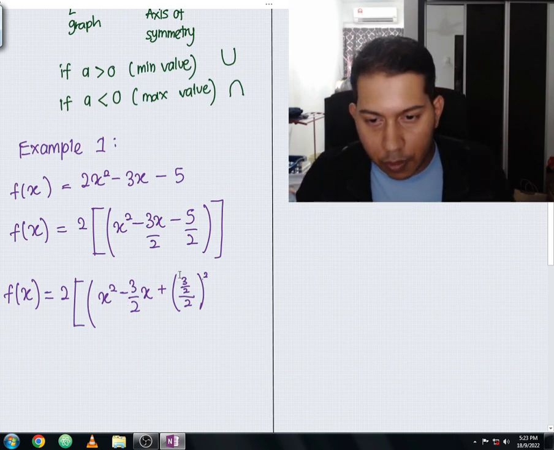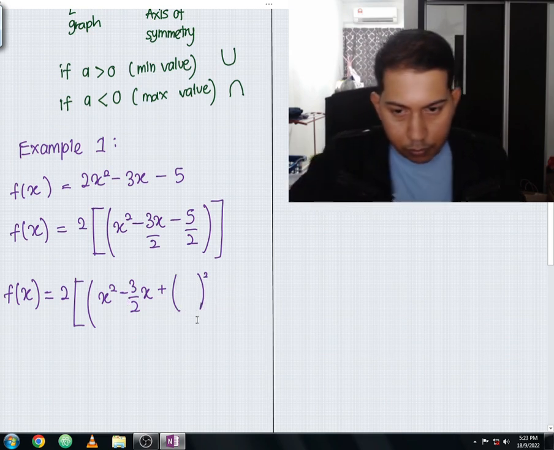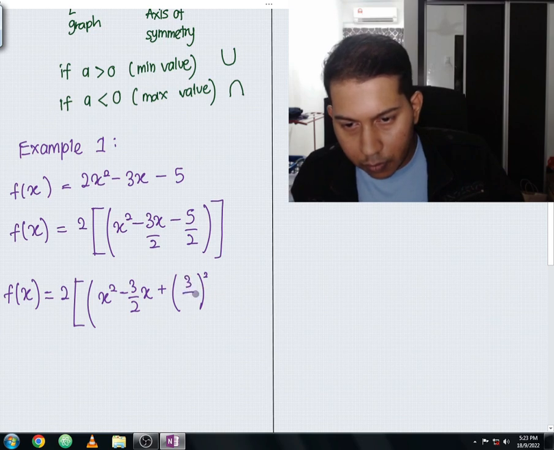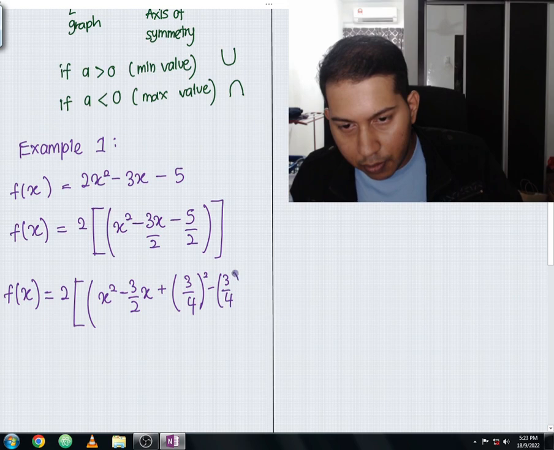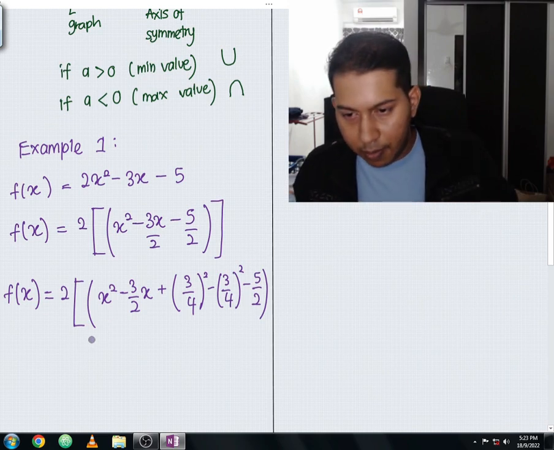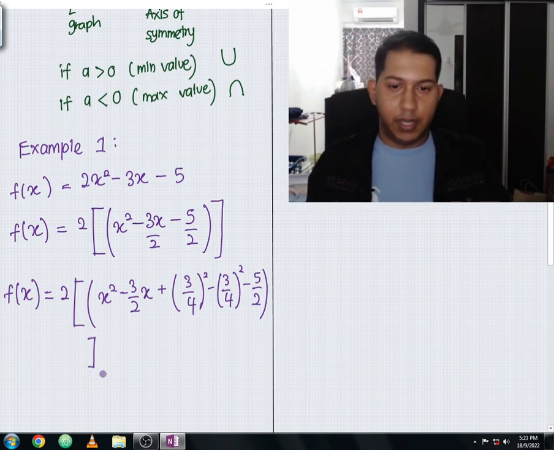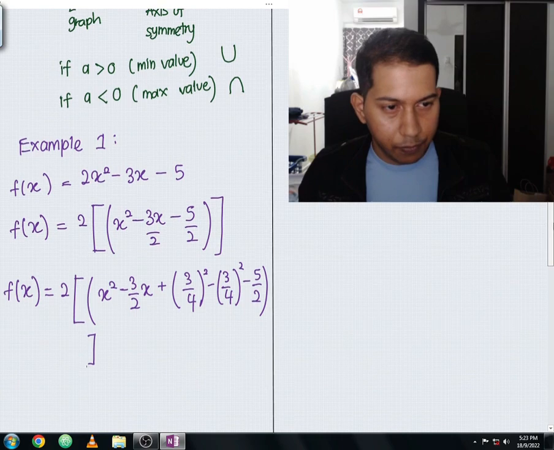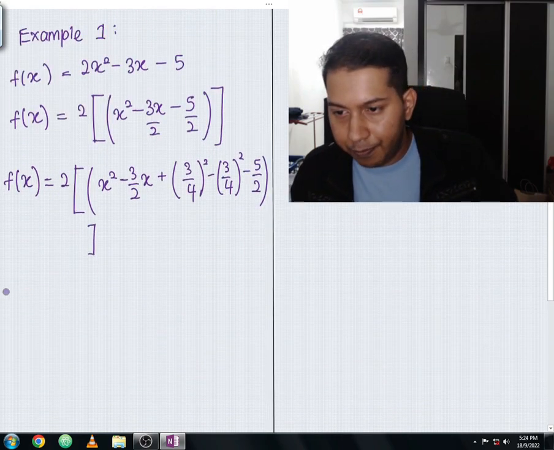This coefficient you divide by 2 and then you square it. So it will become 3 over 4 squared, minus 3 over 4 squared, minus 5 over 2. Close the curve bracket, and don't forget to put a square bracket as well. Continue to the next step.